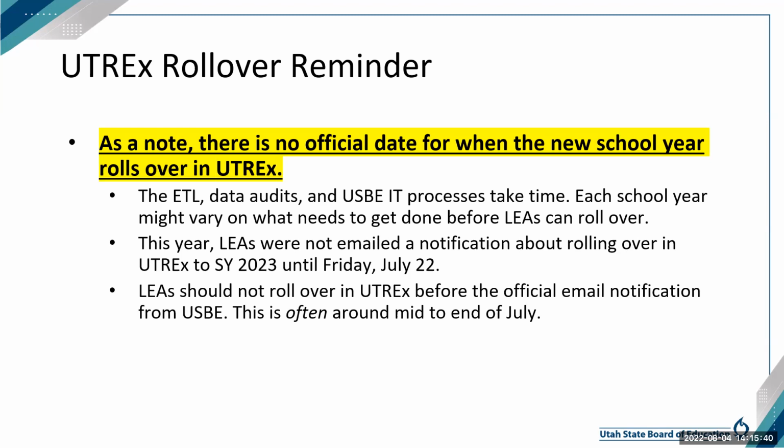LEAs were not emailed the notification about rolling over in UTREx in school year 2023 until Friday, July 22nd, and LEAs should not roll over in UTREx before the official email notification from USB. Again, this often happens mid to end of July. So these are just general notes to be aware of as we're moving on to this next year. Go ahead and move to the next slide.